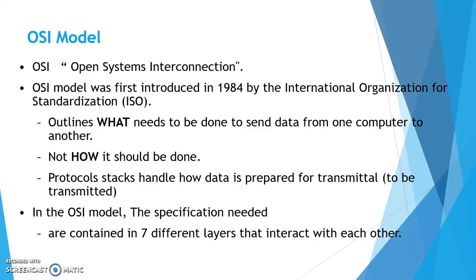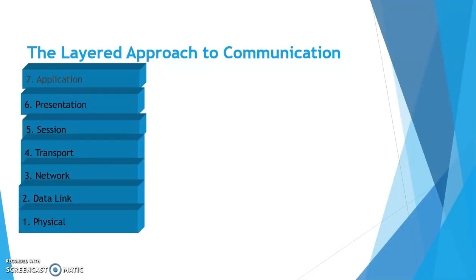OSI model. The OSI model is nothing but Open System Interconnection. It has 7 different layers, which can interact with each other. This OSI model was first introduced in 1984 by the International Organization for Standardization. The OSI model outlines what needs to be done to send data from one computer to another. It does not give in detail how it should be done. The protocol stacks handle how data is prepared for transmission. The 7 layers in the OSI model are physical layer, data link layer, network layer, transport layer, session layer, presentation layer, and application layer.